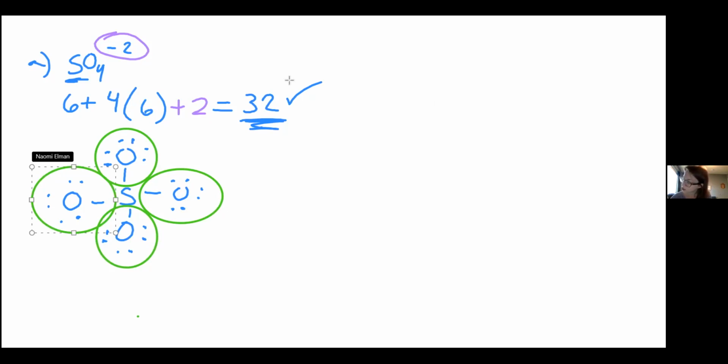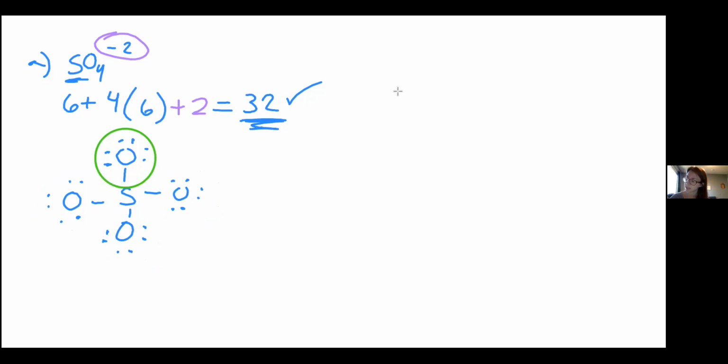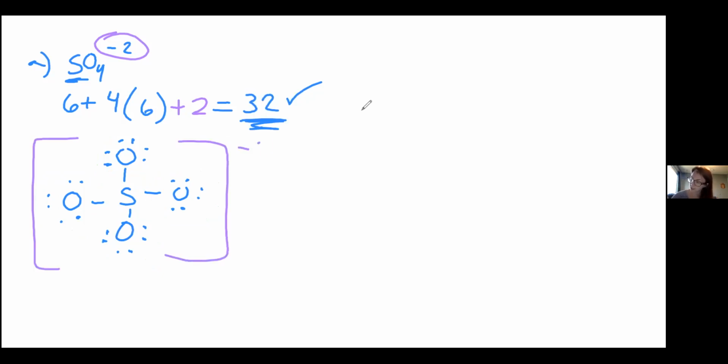And then looking at the sulfur, all of those bonds that the oxygen counted, the sulfur also counts 2, 4, 6, 8. So everyone's happy there. Now, I don't need those circles in my final picture. That was just making sure all of the octets were satisfied. But since it is an ion, my final answer needs to have brackets around it and a -2 charge.